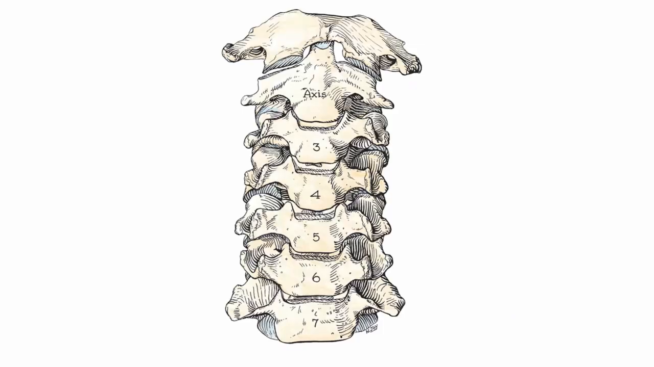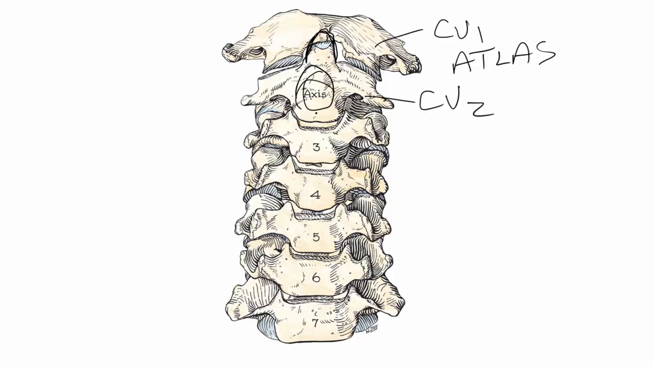So here they are all stacked up. It is a fairly good view, again, of that odontoid process attached to the top of the body of CV2. CV1 is also called the atlas. And it's called the atlas because it's described as holding up the head. And CV2 is called the axis.